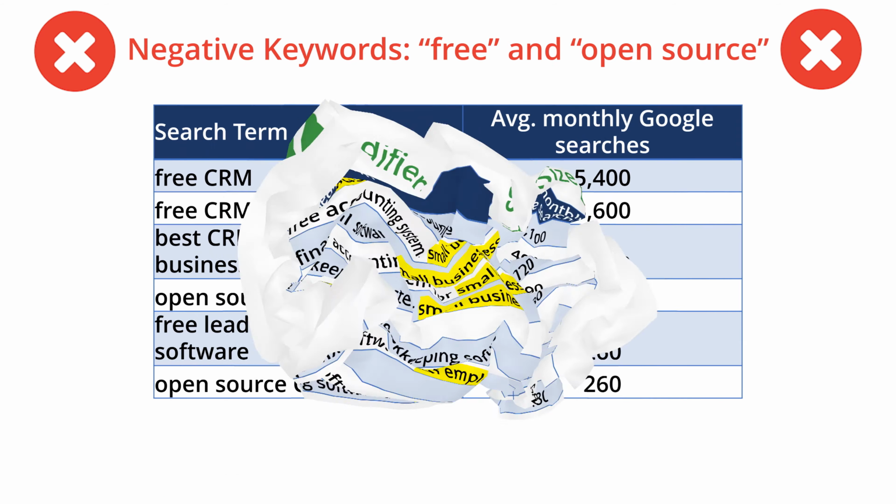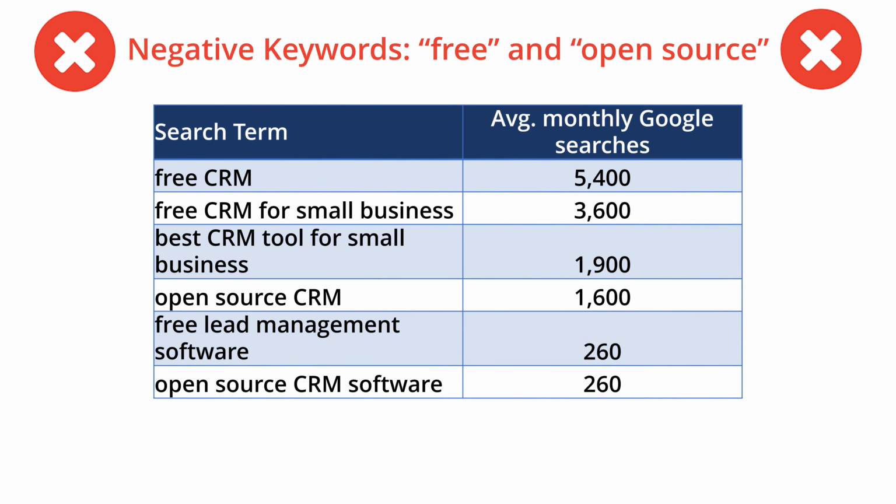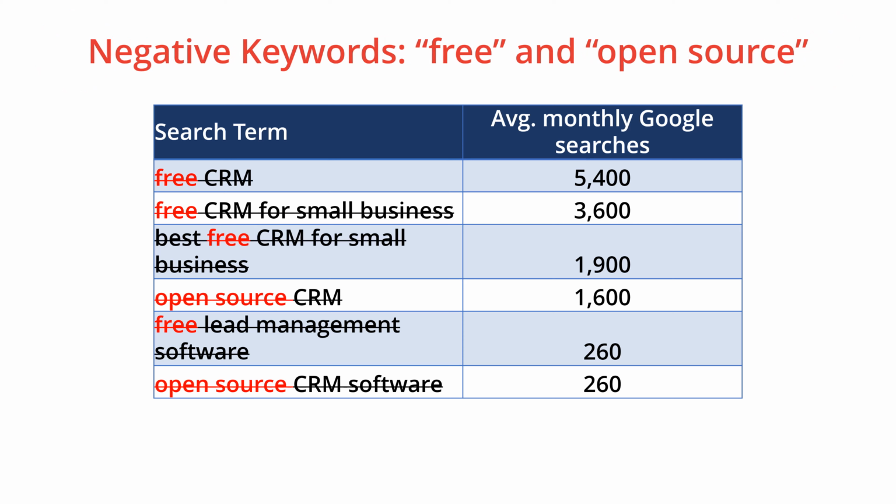The third tactic to prevent your ads from appearing for inappropriate searches is to use negative keywords. With negative keywords, you are telling Google not to show your ad if specific words or phrases are included in the search. For example, if free and open source do not match your offer, then you can add those phrases as negatives and your ad will not appear for any searches that include free or open source. There may be other attributes or features that are not included with your offer that you may want to exclude.